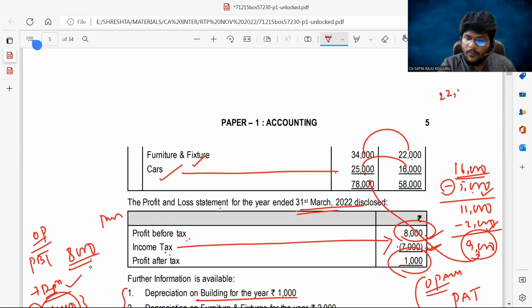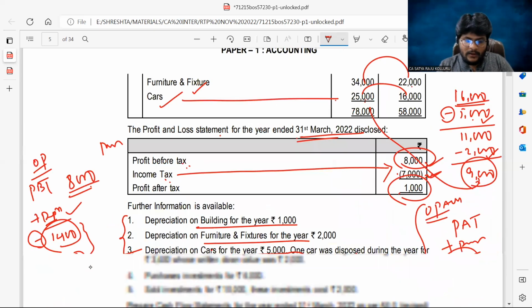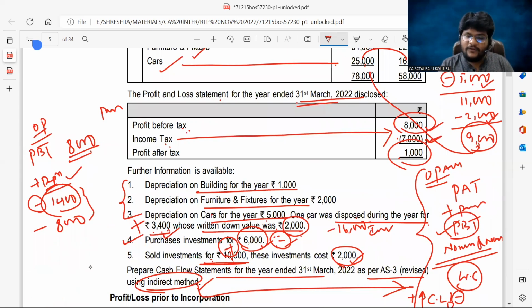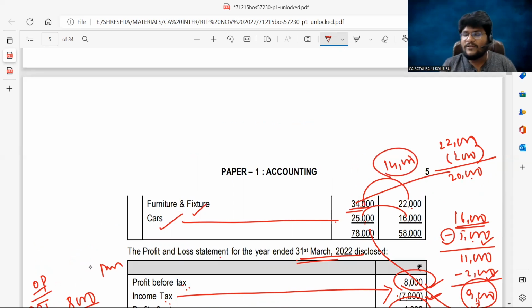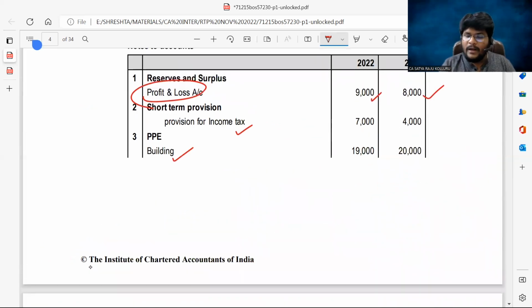Opening is 22,000. Just a moment. Depreciation on furniture and fixtures was 2,000, minus 2,000. So closing should be 20,000, but the closing given was 34,000. That means how much did you purchase in the current year? 14,000 was purchased in the current year. Now building 20,000, current year depreciation 1,000.